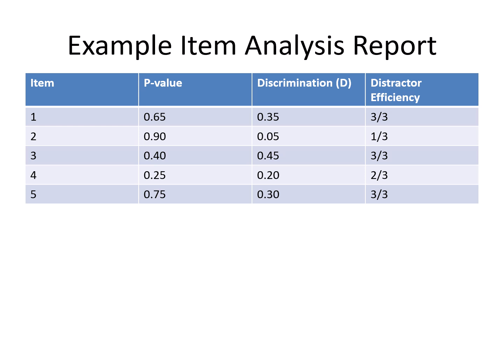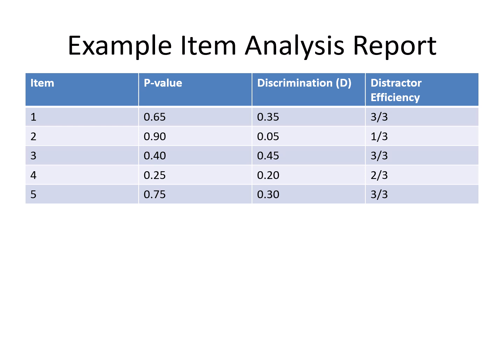So we'll walk through each column, item number. So we have the p-value, which is the difficulty index, and then we have the discrimination index, and lastly is the distractor efficiency. So if you just look at item number 2, it has a p-value of 0.9 and a discrimination index of 0.05. 0.9 means 90% of the students were able to answer it correctly, and 0.05 shows low discrimination.